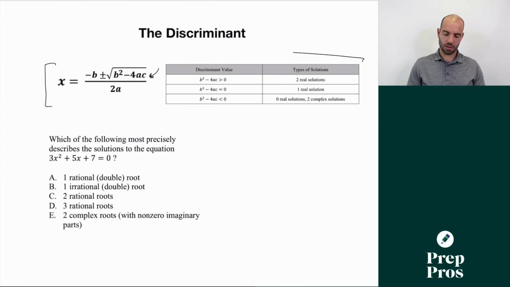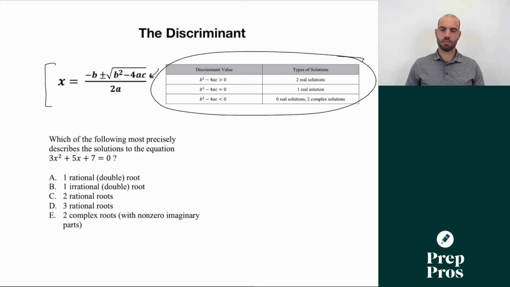The discriminant is this part underneath the square root, b squared minus 4ac. And the table here shows us the rules. If b squared minus 4ac is positive, that means we're going to have 2 real solutions. If it's equal to 0, we have 1 solution. And if it's negative, we have 0 real or 2 complex solutions.